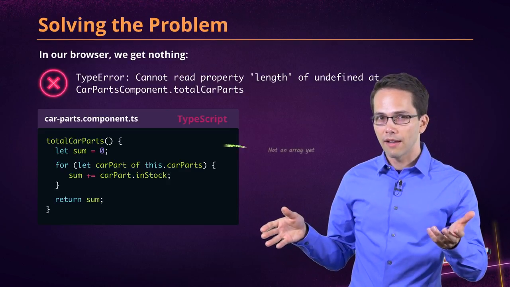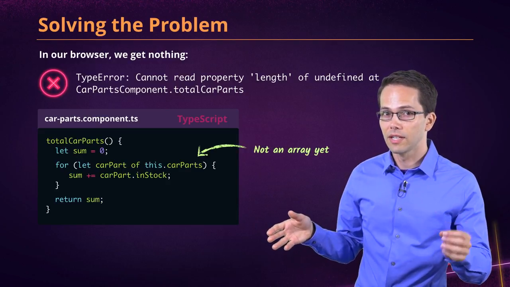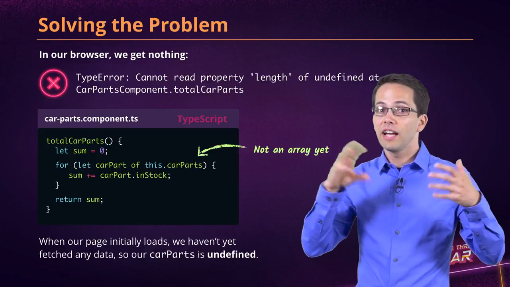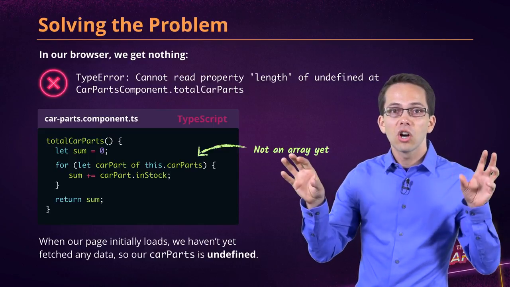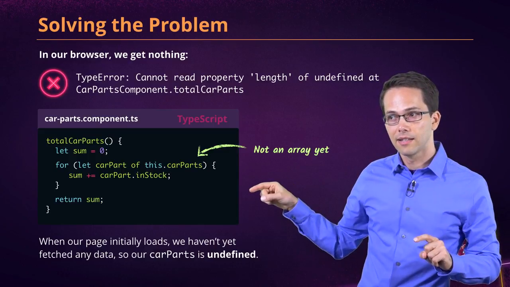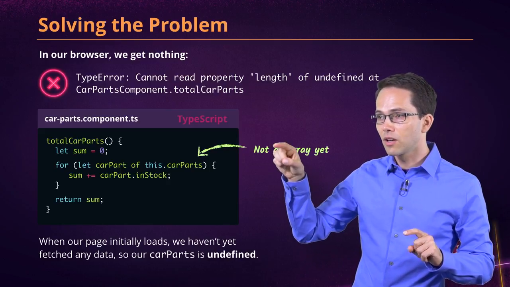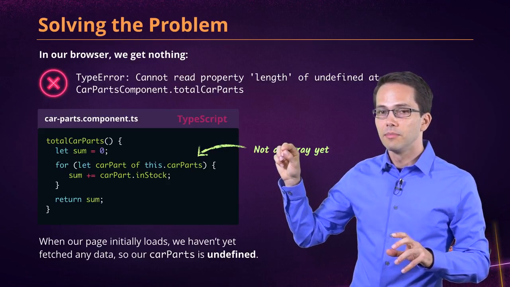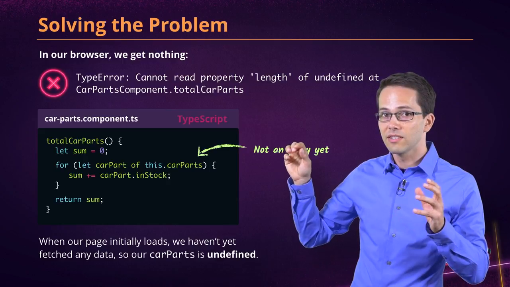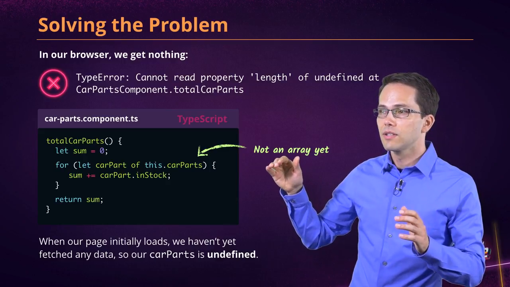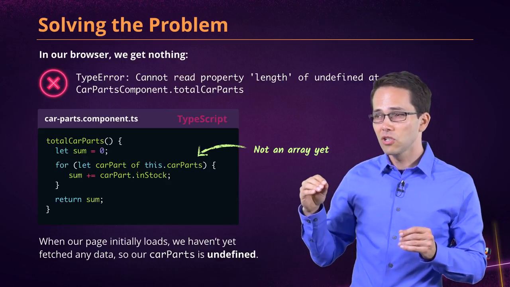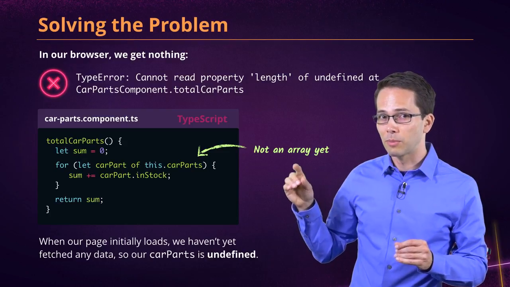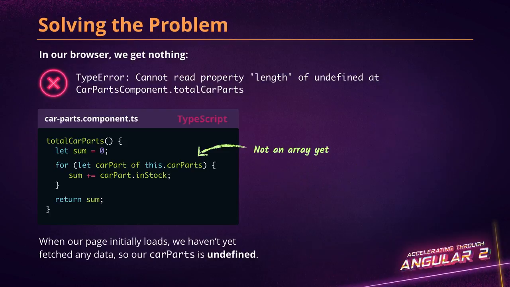Well, remember that graph I showed you at the beginning of this section? Angular loads, and then it evaluates the code, but we haven't called out to get our data yet. So it's calling this.carParts.length, but this.carParts is currently undefined. So we need to make sure that this.carParts is an array before we try to use this for loop.